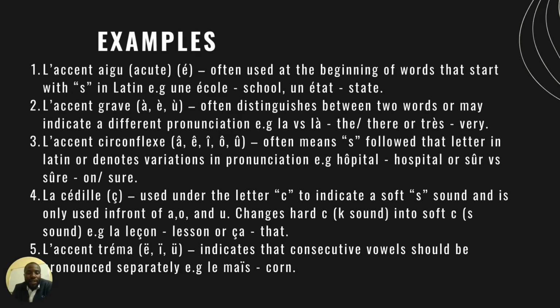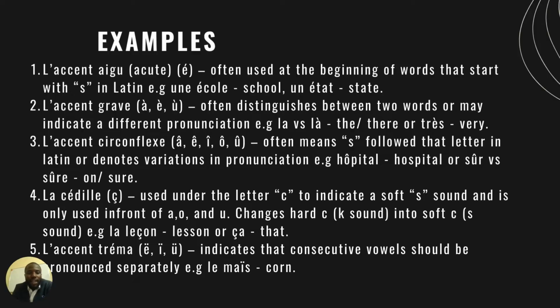Un état, that's a state. In the next lesson, we'll explain the difference between un and une, because they're called indefinite articles, and they'll be explained later in detail. Words in French have gender. They're either masculine or feminine. So if you see une, it means the noun that follows is feminine. So une école means the school is feminine.